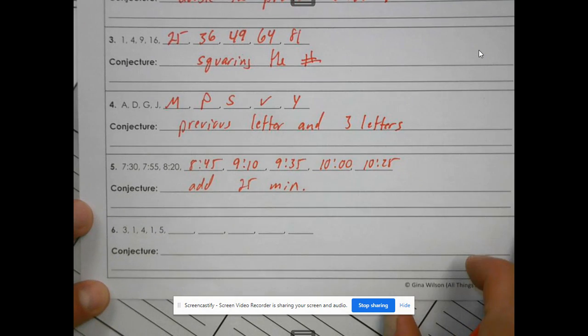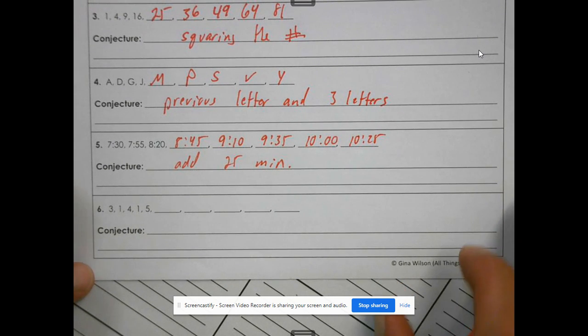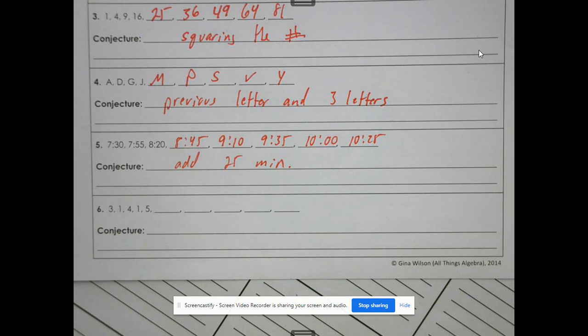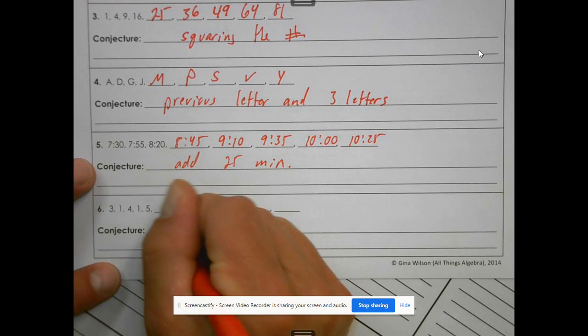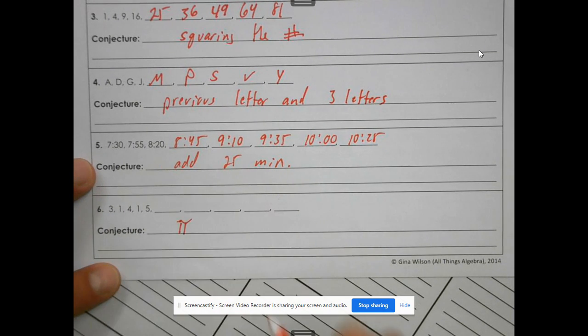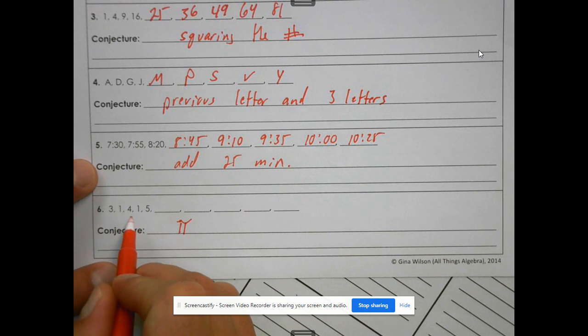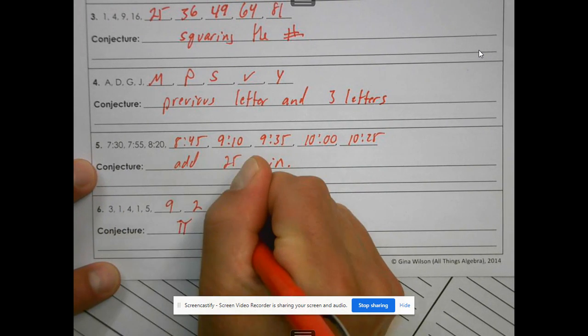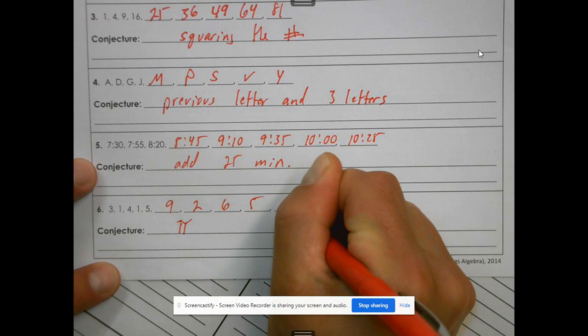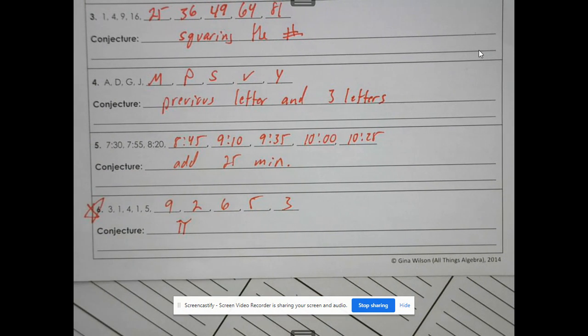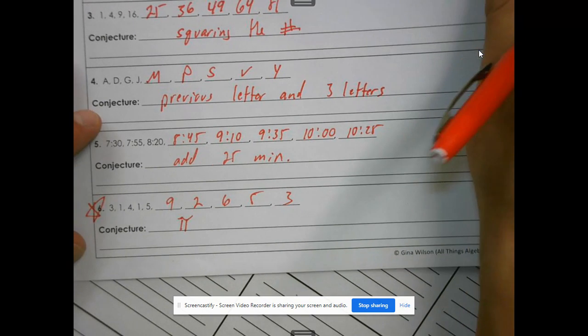Last one. This one is super sneaky, guys. 3, 1, 4, 1, 5. There is no pattern. If you check this out, this is pi. All right. It's 3.141592653. That one was tough. You will not see that one on a quiz or a test. That's just kind of a sneaky one. Next page.